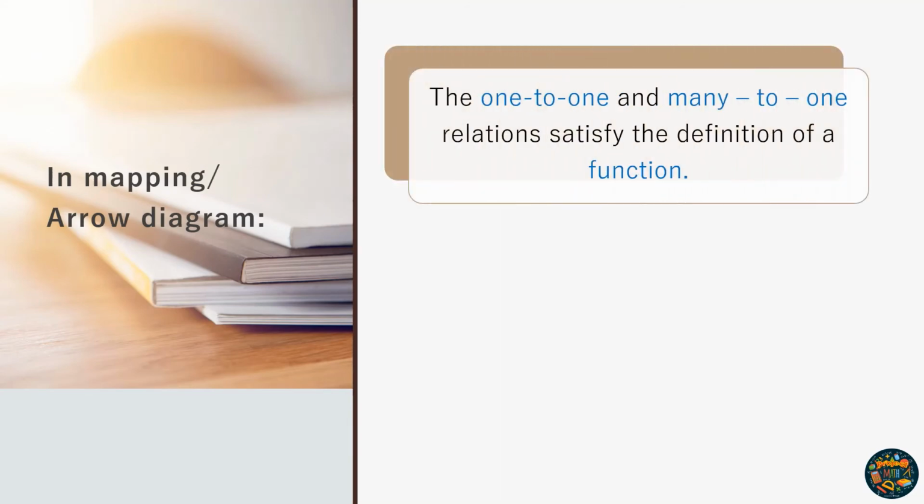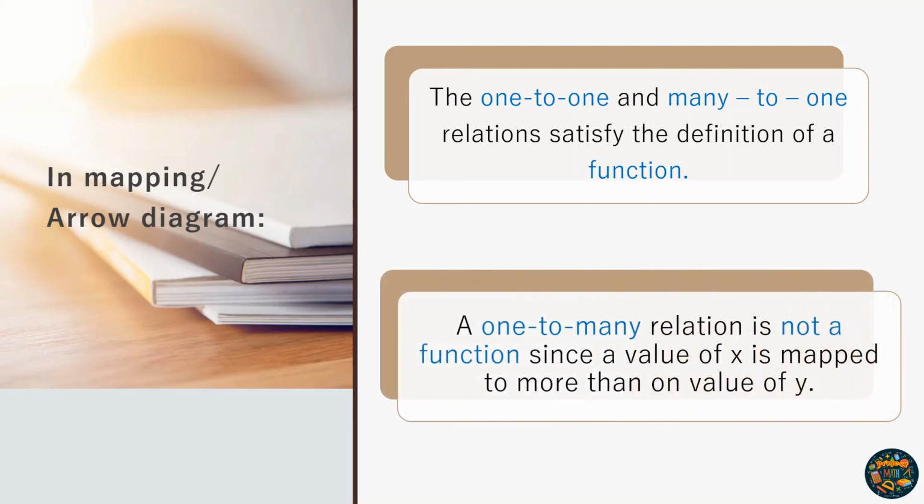So, in a mapping or arrow diagram, anong mapapansin natin? If the relation is one-to-one o many-to-one relation, then it is a function. Kagaya ng una at pangalawang example natin kanina. And kapag ang relation ay one-to-many relation, then it is not a function. Bakit? Kasi ang value ng x ay na-map ng maraming beses sa value ng y.